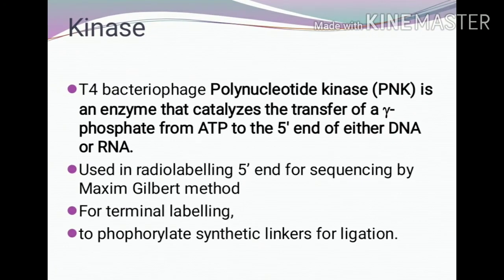The next enzyme is kinase. It is taken from T4 bacteriophage, also known as polynucleotide kinase, and is an enzyme that catalyzes the transfer of the gamma phosphate of ATP to the 5' end of either DNA or RNA. It is used in radiolabeling the 5' end for sequencing by the Maxam-Gilbert method, for terminal labeling, and to phosphorylate synthetic linkers for ligation.